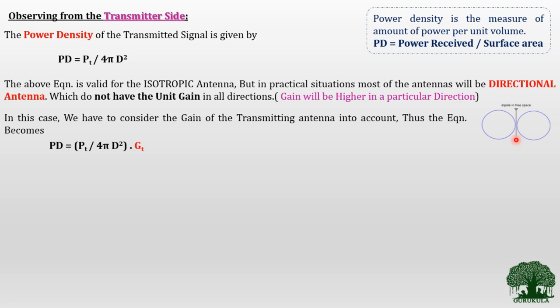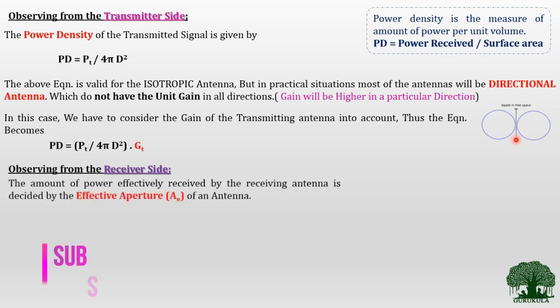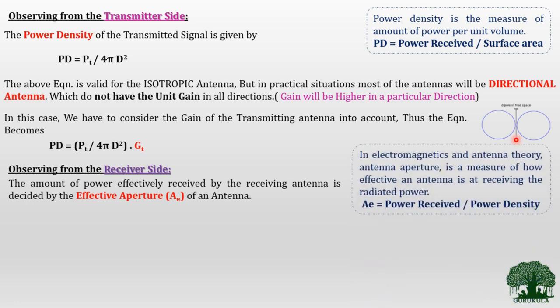Once we know the power that we transmitted from the transmitter side, we can derive the received power at the receiver end. So now we will start observing the equation from the receiver side. The receiver will receive the signals effectively based on a particular term we call the effective aperture. The receiving capability of a receiving antenna is greatly decided by its effective aperture. In antenna theory, effective aperture is the measure of how effectively an antenna is receiving the radiated power.